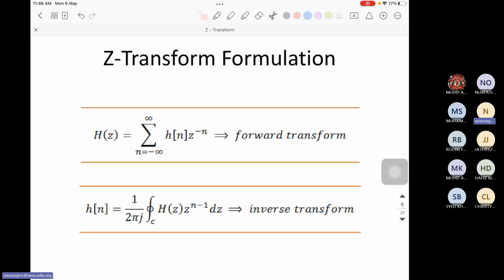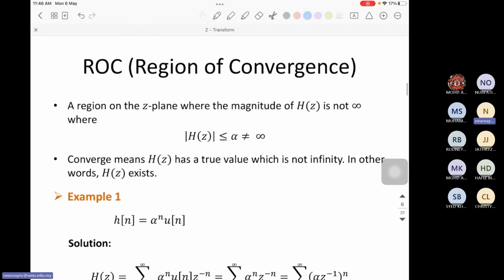So the inverse z transform is defined like this. We can get back h(n) from H(z). Please understand this is H(z). So h(n) is equal to 1 by 2πj times the integral over H(z) z^{n-1} dz. Okay, so today's lecture is focused only on the z transform. In the next lecture we will see the inverse z transform. So today we will focus only on the z transform.